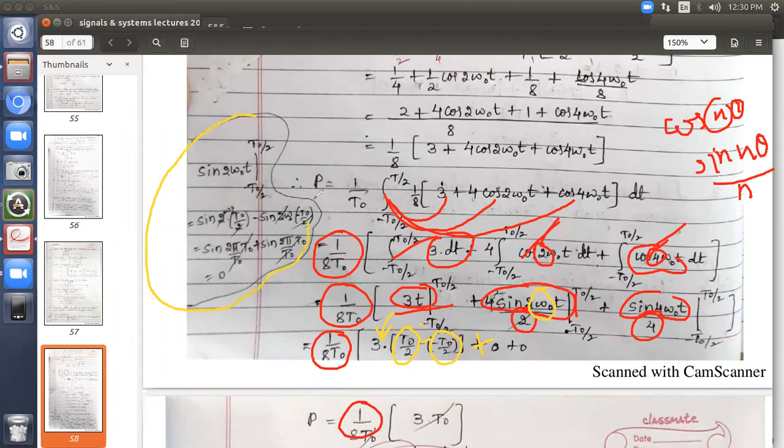For the second term, I have solved it at the side. If you apply t naught by 2, it will become sine of 2 omega naught, instead of t, substitute t naught by 2. So 2 gets cancelled. This is your upper limit, minus lower limit, which is minus t naught. So what is sine of 2? 2 gets cancelled. Omega is 2 pi by t naught.